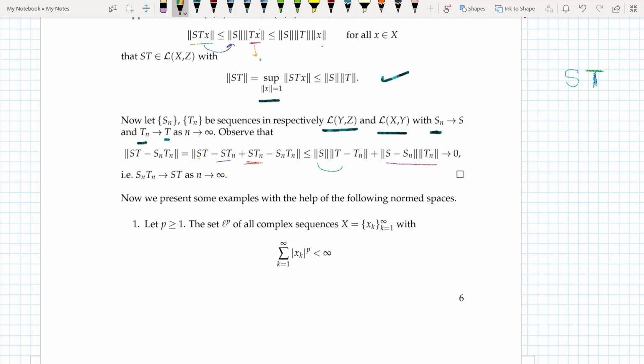And my assumption was that as n tends to infinity, Sn goes to S and Tn goes to T. So these corresponding quantities would be 0. So my final result is 0 as n tends to infinity.